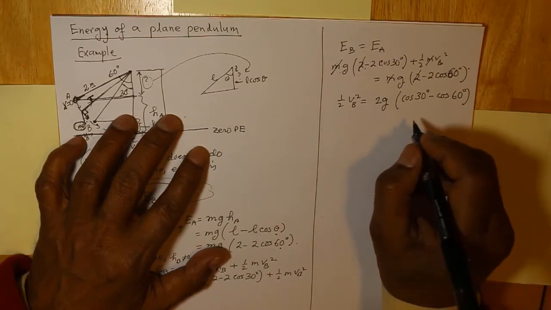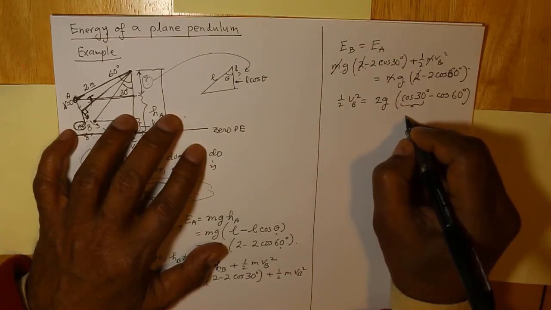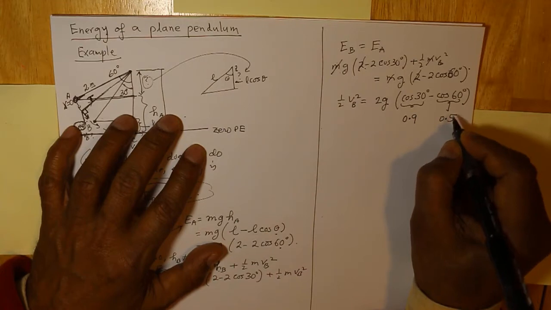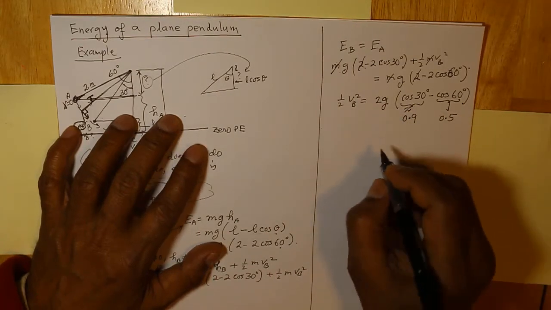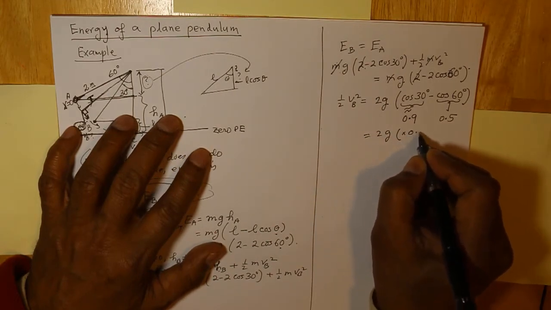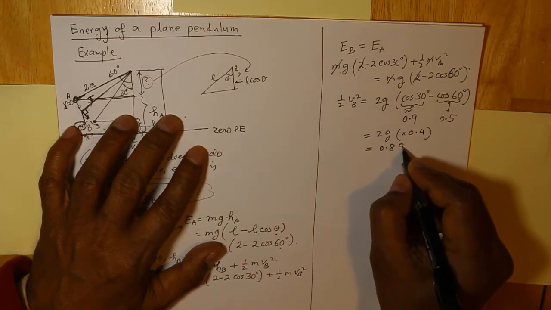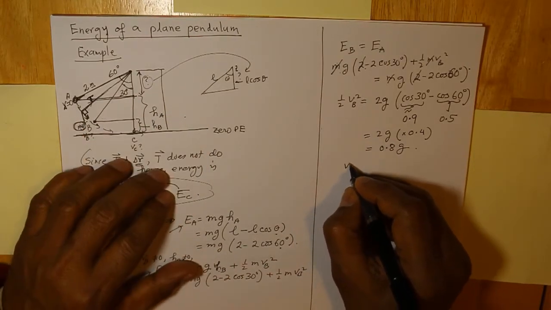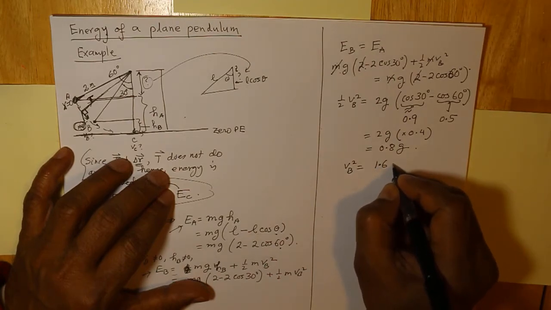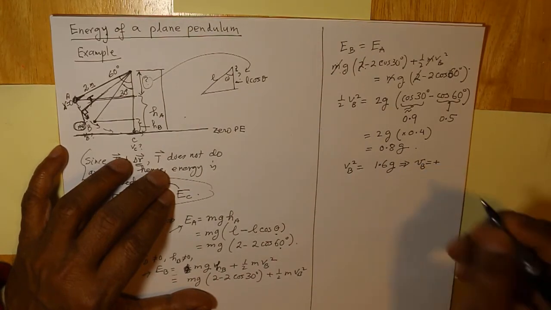Now cosine 30 degrees is almost 90%, or 87%, so I'm just going to make a simplification here, and cosine 60 is 0.5 exactly. So this is approximately 2g times 0.4, so I get 0.8g. So vB squared is 1.6g. That will give me vB, and it's a speed, so I'm going to just have plus, not minus, the square root of 1.6g.